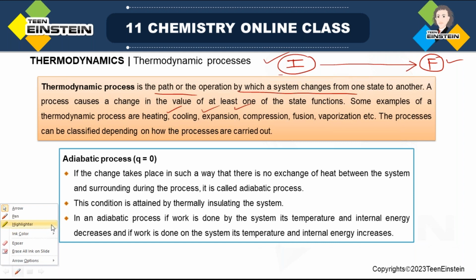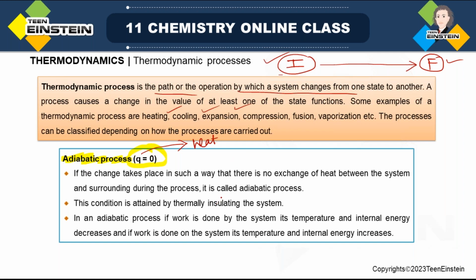The first term here is the adiabatic process. Here what is mentioned in the bracket is Q equal to 0. Now what is Q? Q is basically heat. It is denoted by small q. In some books you may also find it written with capital Q, but mostly it is small q. By default you use the letter Q to denote heat.